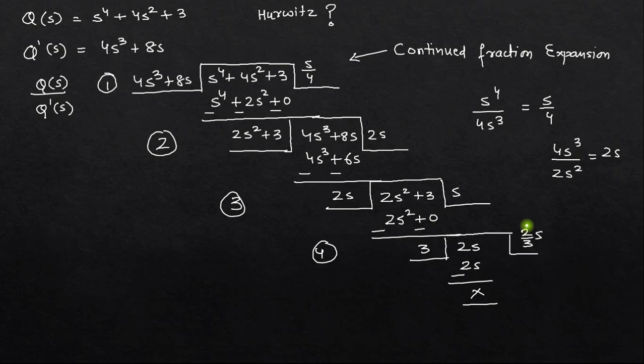Now after seeing this, I will go on to check the coefficients of this continued fraction expansion, and they all must be positive. Over here I have s raised to 4, which is a positive coefficient. I have 2s, which is again a positive coefficient. Over here I have s, which is again a positive coefficient. Over here I have 2 by 3s, which is again a positive coefficient. So all the coefficients are now positive, and I can say that this given polynomial, that is Q(s), is Hurwitz.